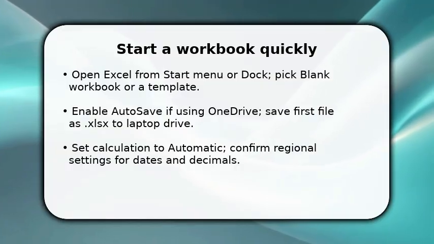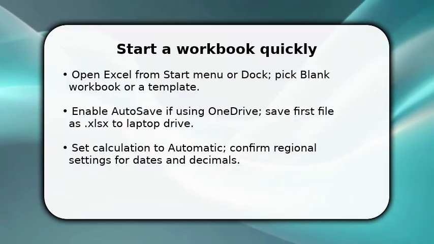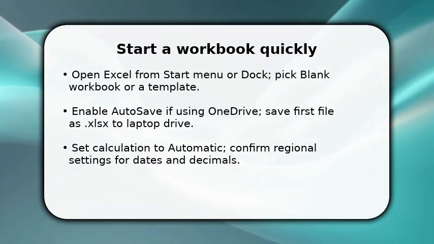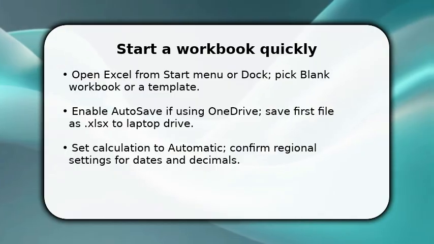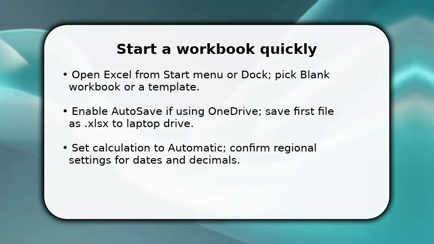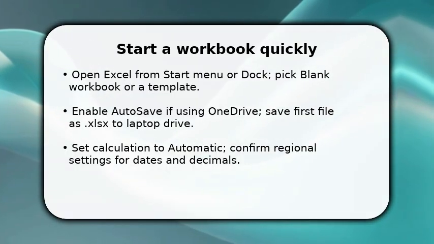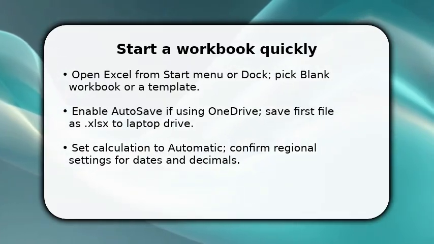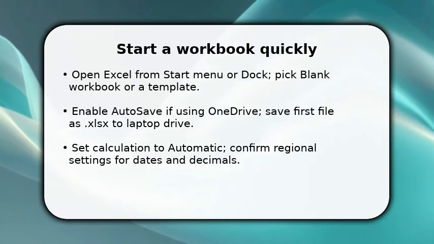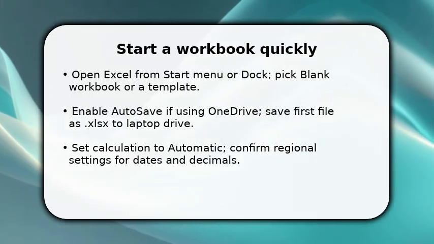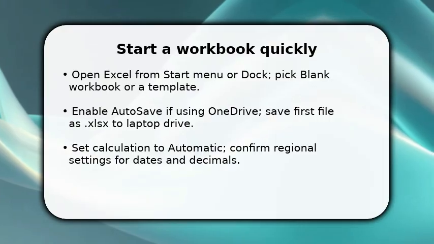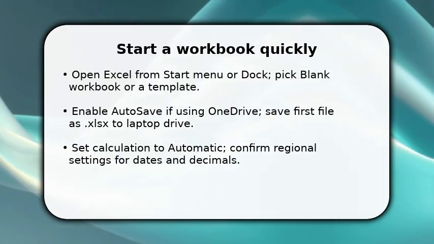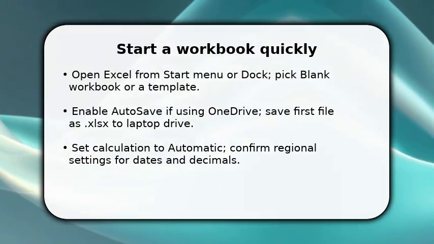You begin by opening Excel and choosing a blank workbook so you can control structure. Once done, save immediately to your laptop as an XLSX file so autosave can work later. Make sure autosave is on when using OneDrive, otherwise save manually. Also check Excel's calculation mode and regional settings so formulas and dates behave as expected. This prevents wrong results later and keeps your file compatible across devices.